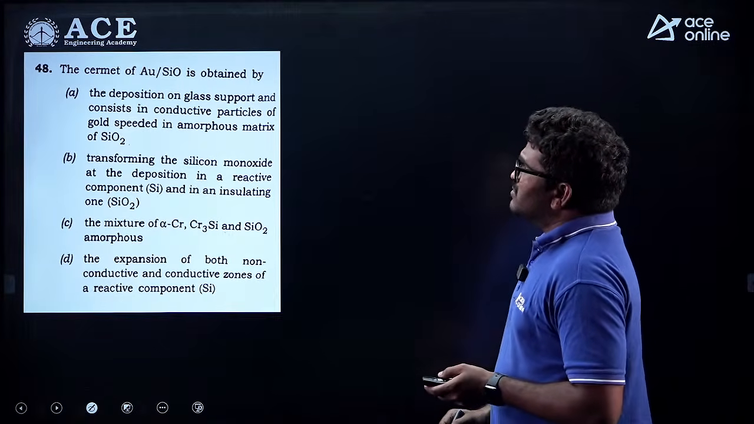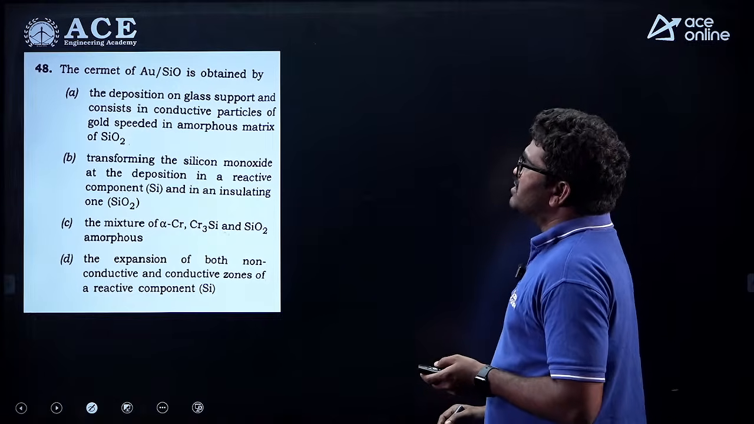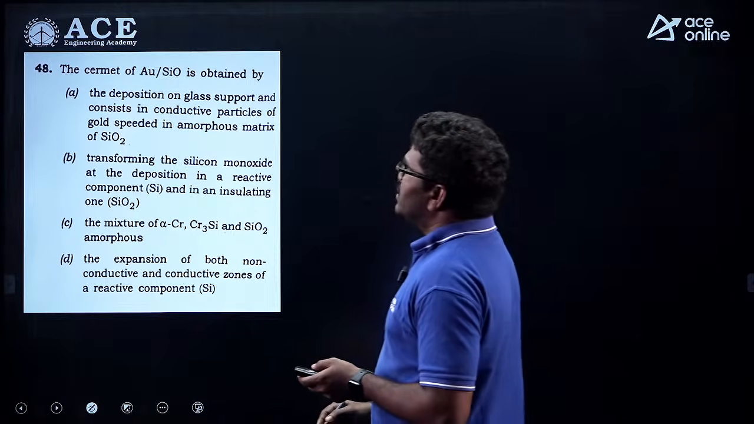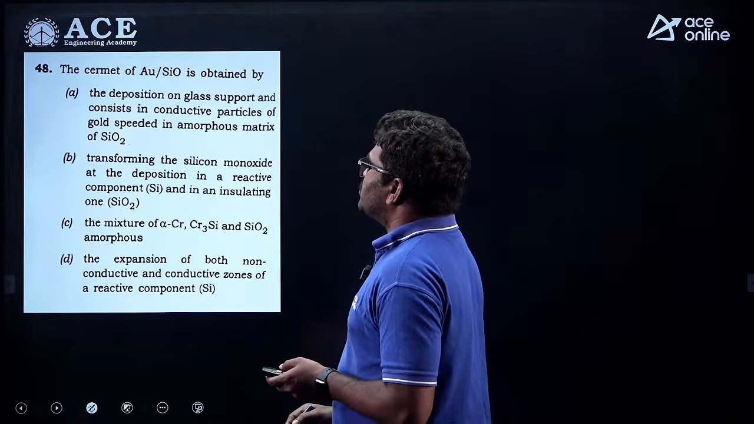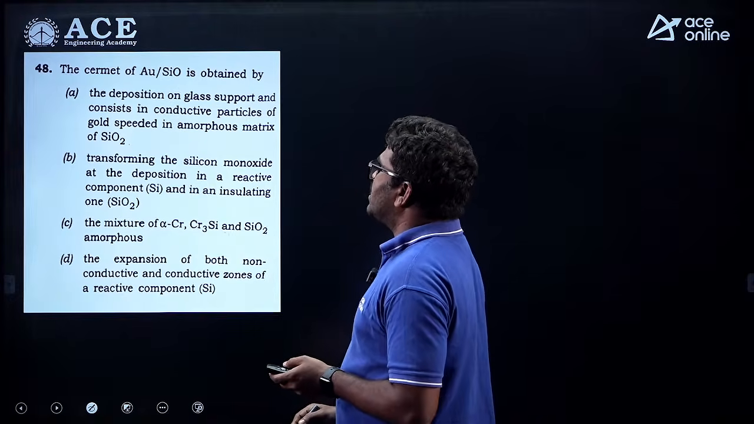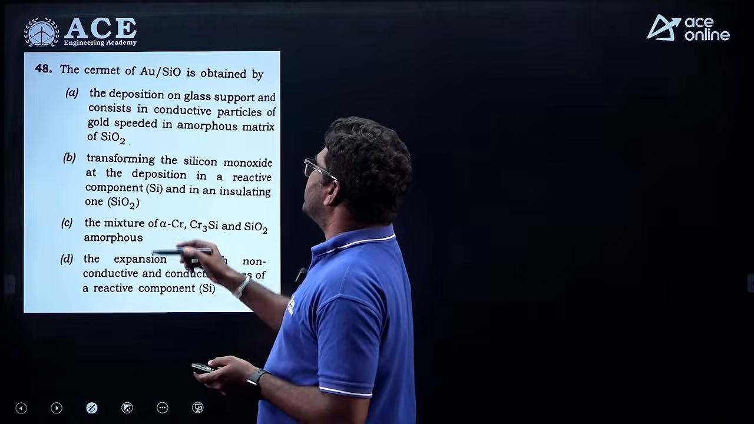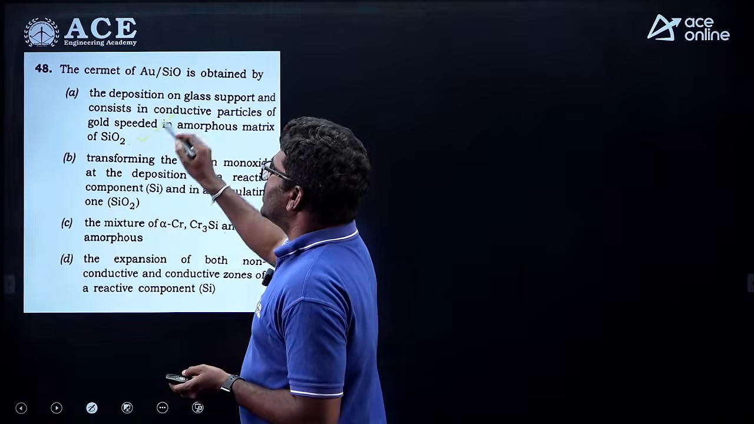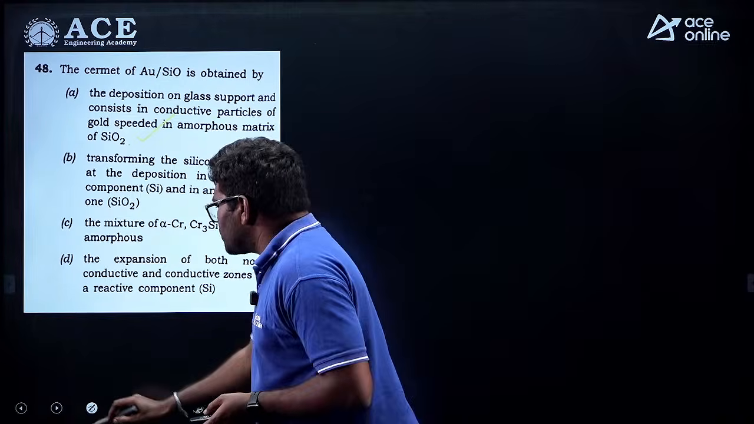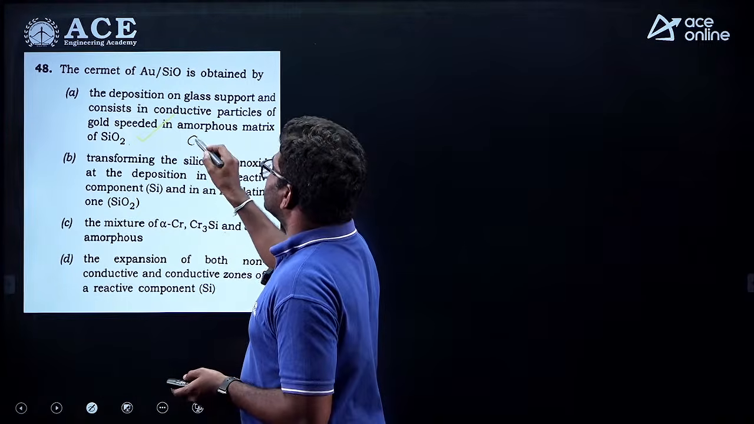Now, the cermet of gold and silicon oxide is obtained by deposition on a glass support and consists of conductive particles of gold embedded in an amorphous matrix of silicon dioxide. So for this question, A is the correct answer.